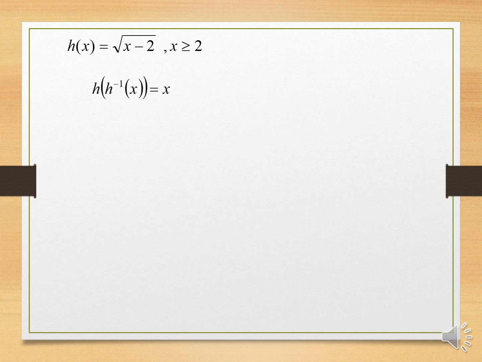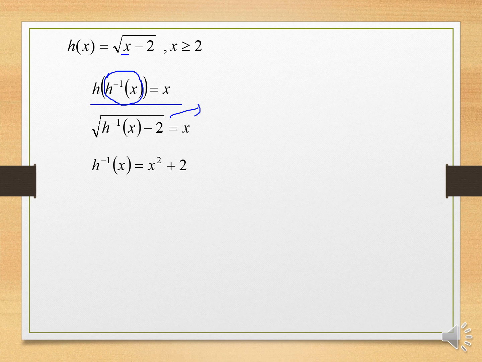What is the inverse function? We begin with h composite h inverse x equals x. Now, this is the input for function h. Therefore, square root of h inverse x minus 2 equals x. Square both sides to remove the square root on the left side. Therefore, we get h inverse x equals x squared plus 2.